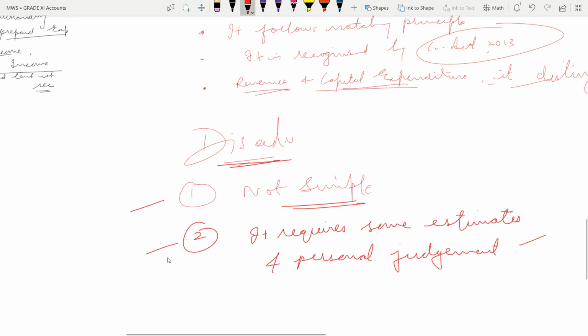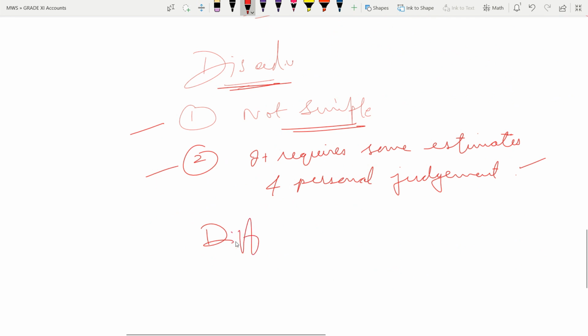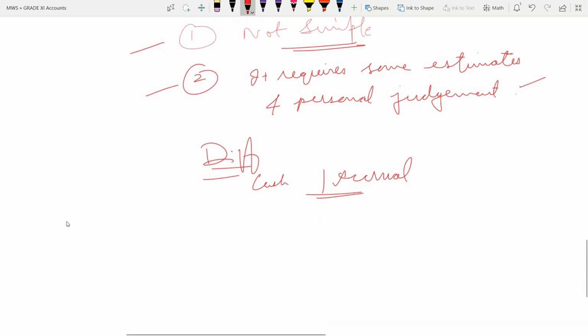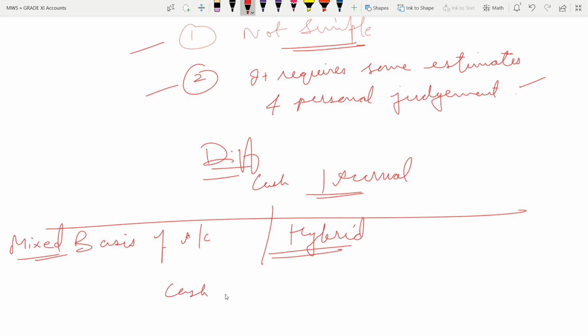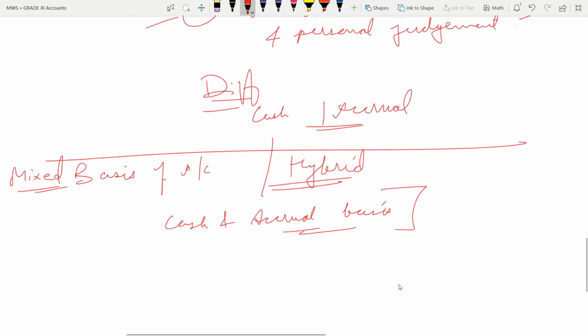So in this way you can read the difference between cash basis and accrual basis given in your book, and the chapter is almost complete. I guess it is complete. There is one more basis of accounting that you have to read on your own: the mixed basis of accounting, or we can say hybrid. By the name only you have understood that it is a mixture of cash and accrual basis. This is a very easy paragraph. Read it on your own. This I have given to you as homework.